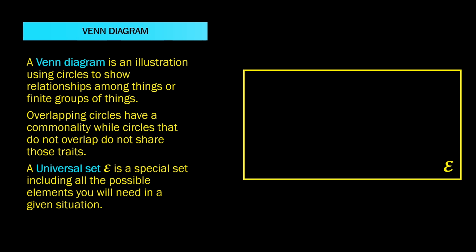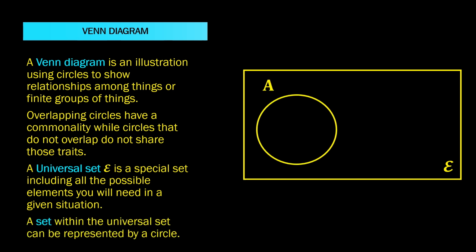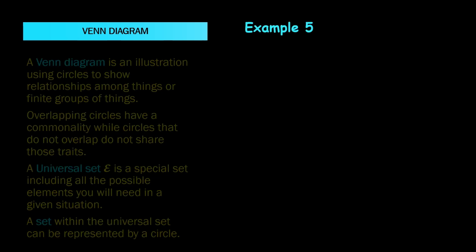So here's an example. E. At the moment, there's nothing in it. A set within the universal set, as shown here, can be represented by a circle. We could have multiple sets, so another set, B for example here. Let's take a look at an example.